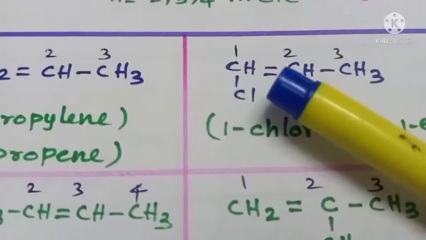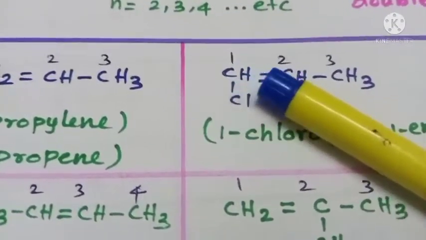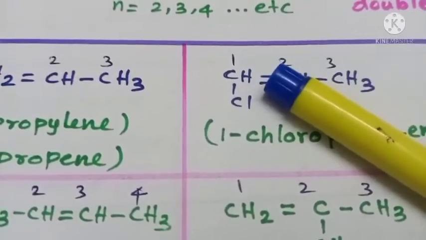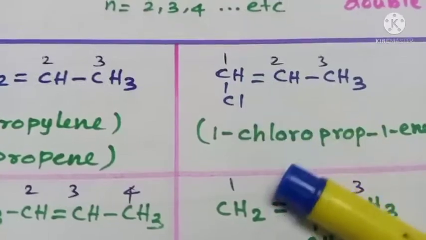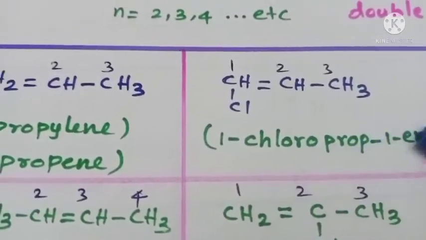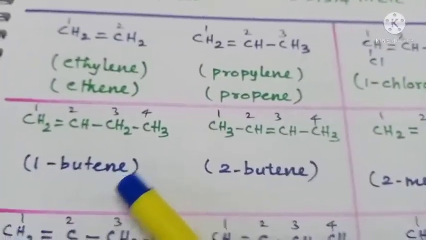We give preference to the double bond, we give the least number to the double bond. So we start numbering from the left side and proceed in the forward direction. The double bond is at the first carbon, and chlorine is also attached at the first carbon. So it is called 1-chloro-1-propene or 1-chloroprop-1-ene. Correct. Now we go for the next one.